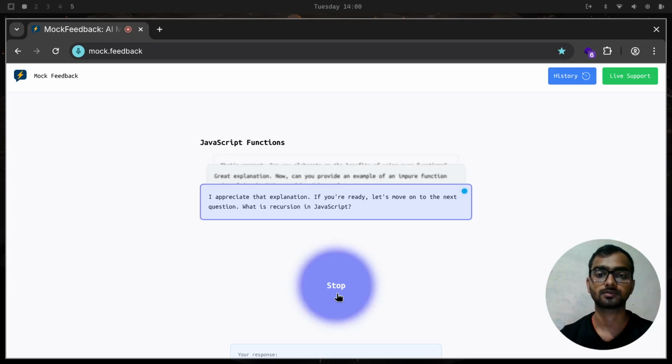Appreciate that explanation. If you're ready, let's move on to the next question. What is recursion in JavaScript? Recursion is a function that calls itself.